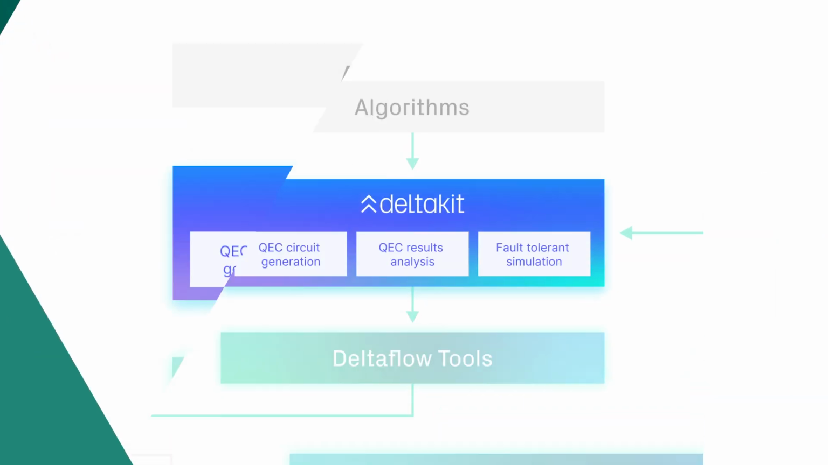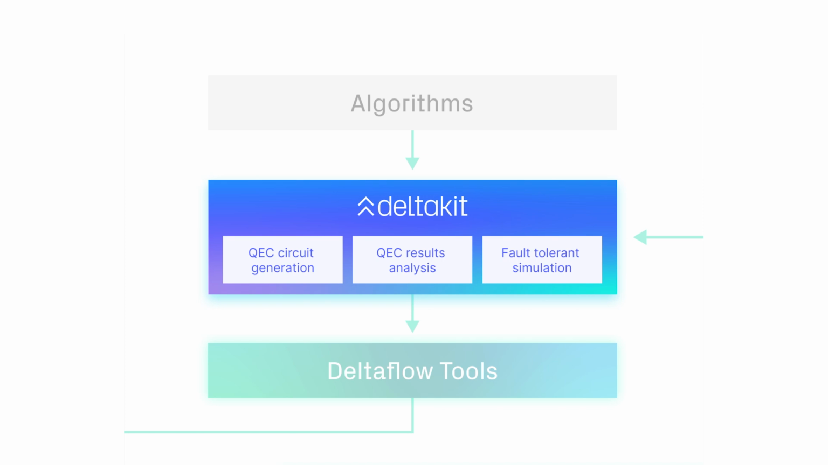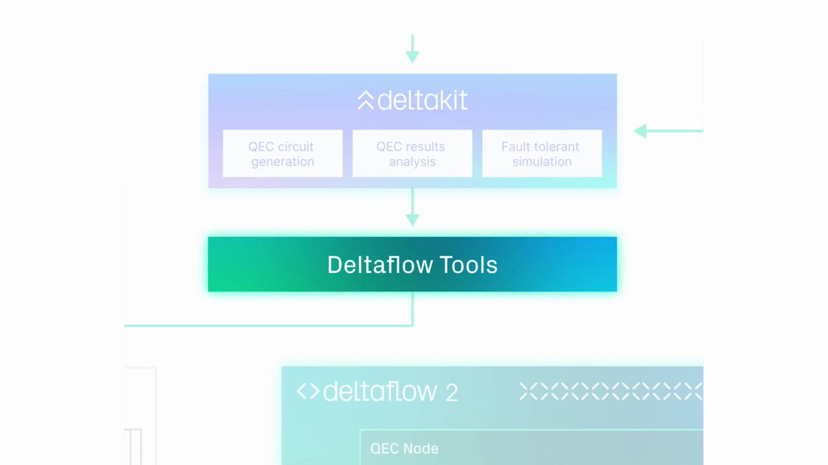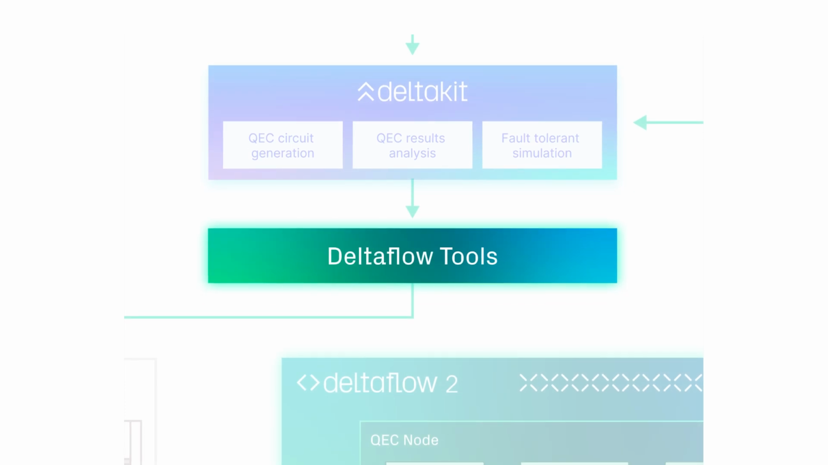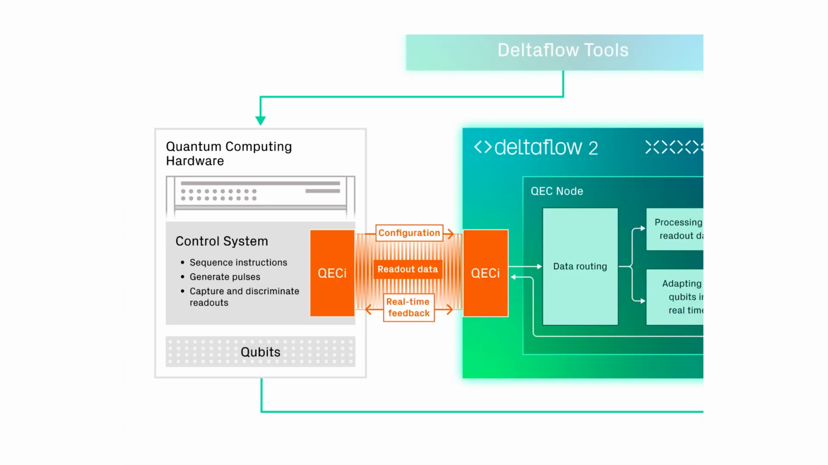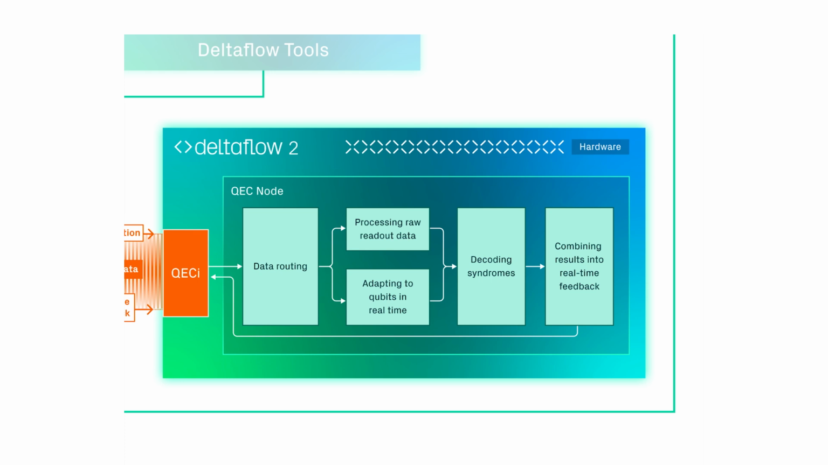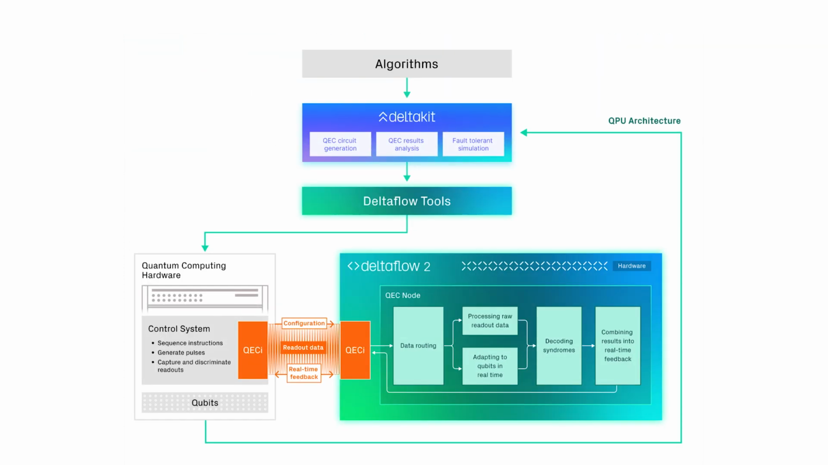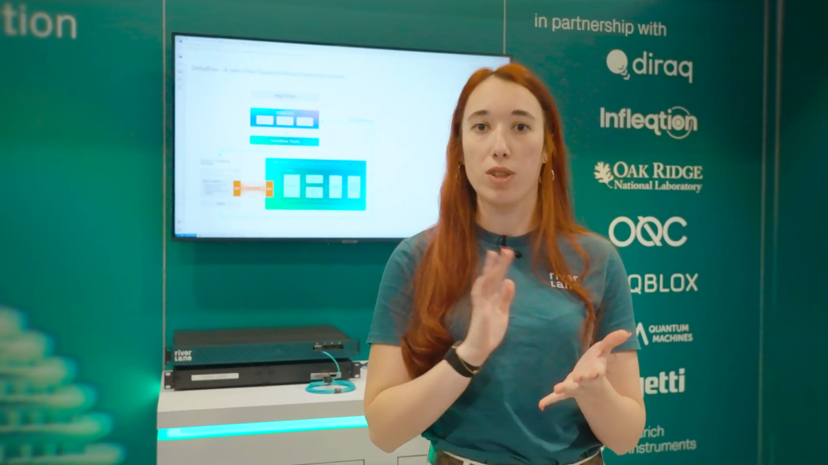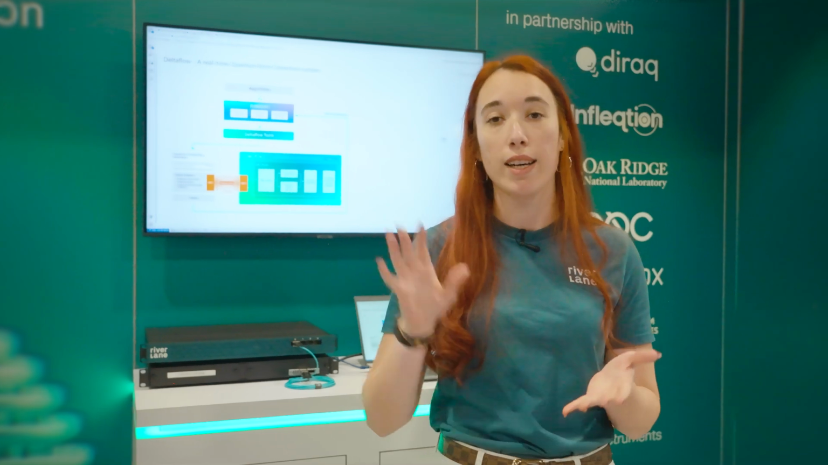So let's see how you would write a circuit on the joint system. You can write your circuit in Deltakit, which is our open source software platform for circuit generation, simulation, and analysis. That circuit is then passed to Deltaflow tools. This is where instructions and configurations are generated. That program is then executed on the control system with Deltaflow connected directly to it via the quantum error correction interface. Deltaflow is in charge of all data routing, data processing, and decoding.